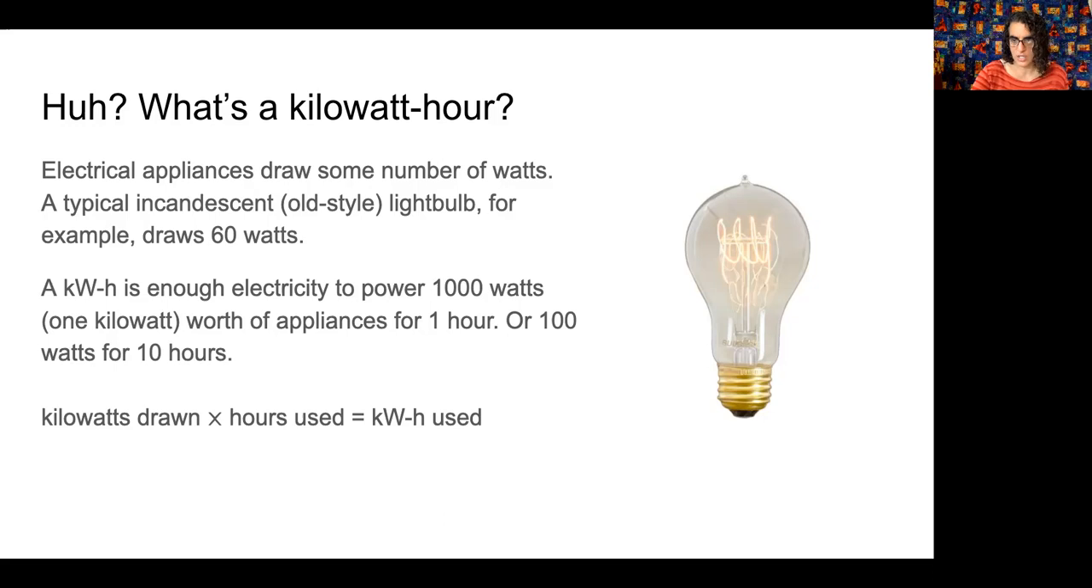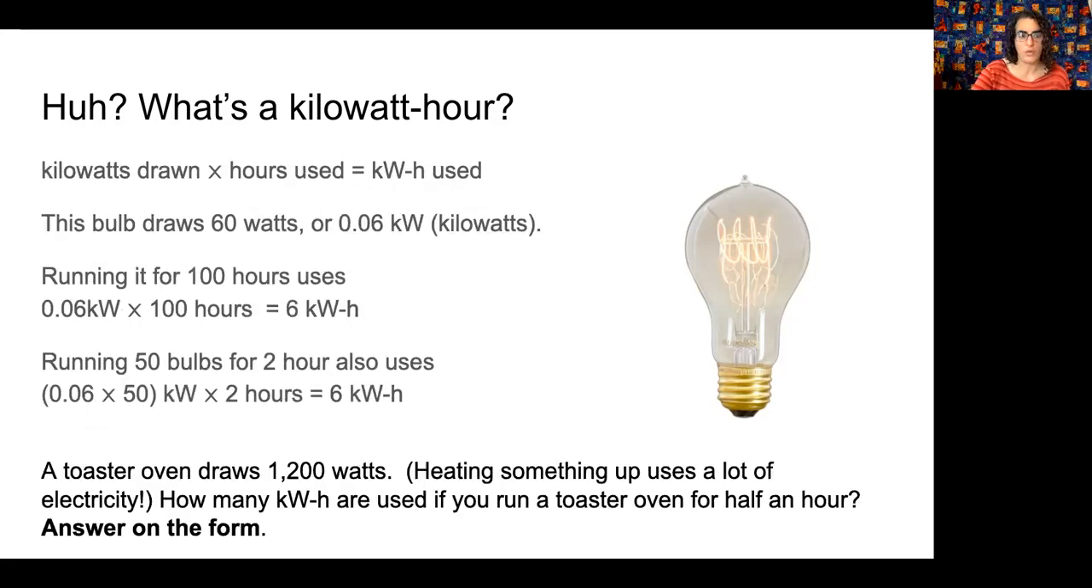You don't actually need to understand this to do the rest of the problem, but I think it's worth talking through. So let's just look at an example for this bulb. This bulb draws 60 watts. That's 0.06 kilowatts. A kilowatt is 1,000 watts. So if you run it for 100 hours, you'll use 0.06 kilowatts times 100 hours, and it gives you 6 kilowatt hours. It'll be the same thing if you ran 50 of these bulbs for 2 hours, because then you'd be taking the 0.06 kilowatts each, times the 50 bulbs, times the 2 hours.